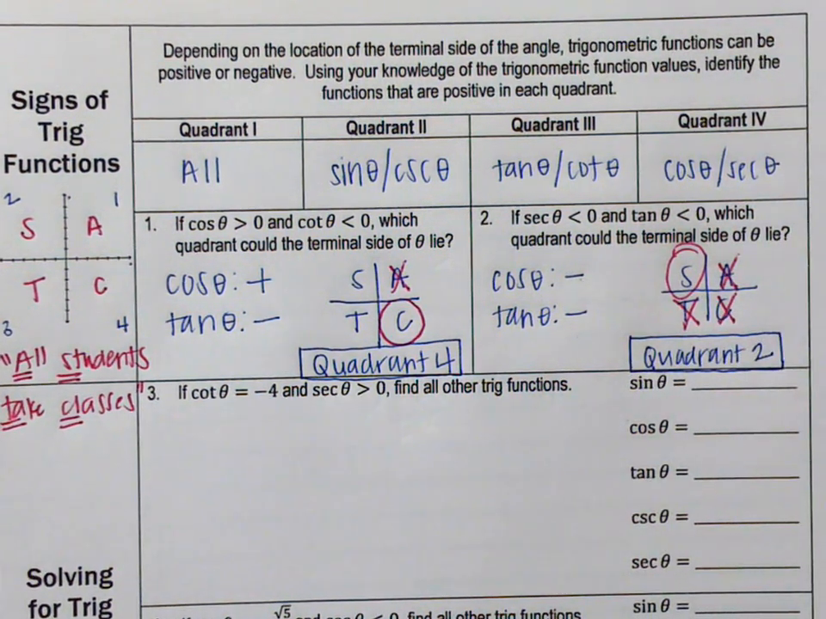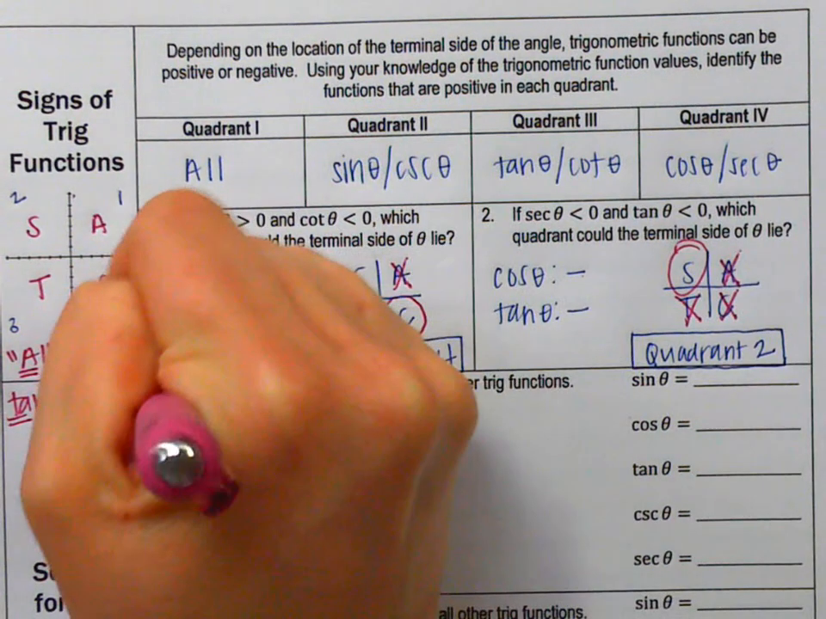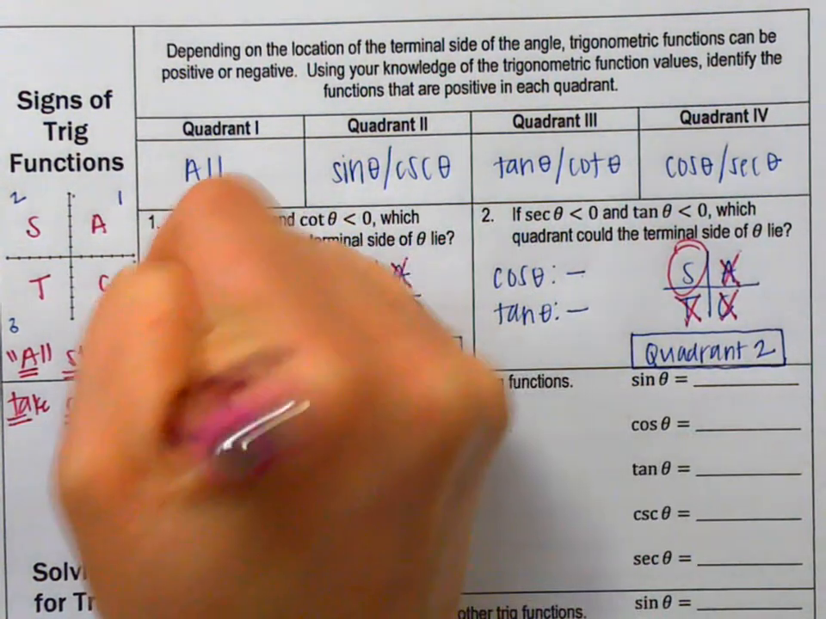Okay, so now essentially what we're going to be doing is applying what we've already done with this idea of knowing what quadrant it's in. So our first example says if cotangent theta is equal to -4 and secant theta is greater than 0, find all the other trig functions. So the first thing we need to do is figure out what quadrant theta is in, and then I'm going to use that to help me draw my triangle. So I'm just going to put that as step 1.